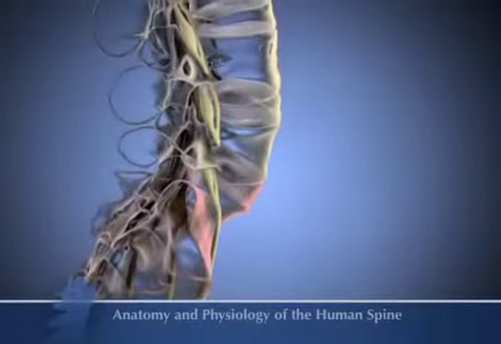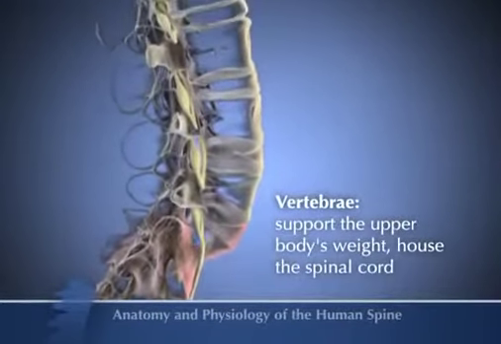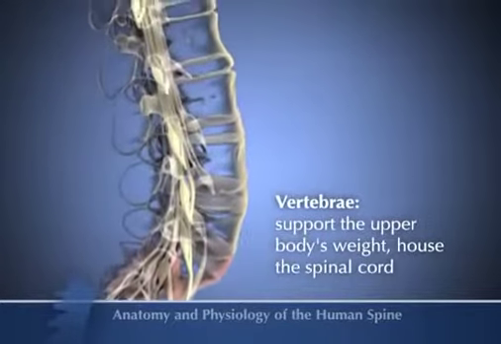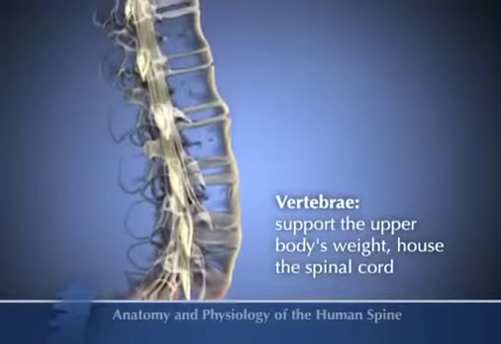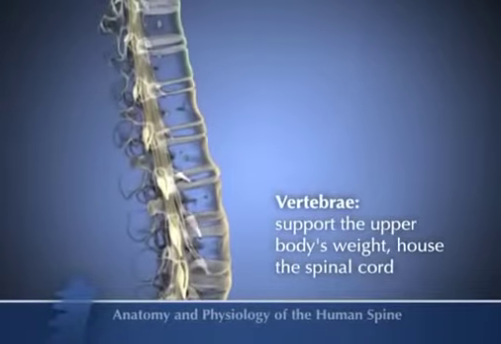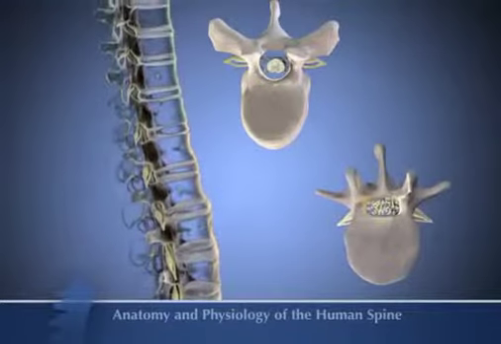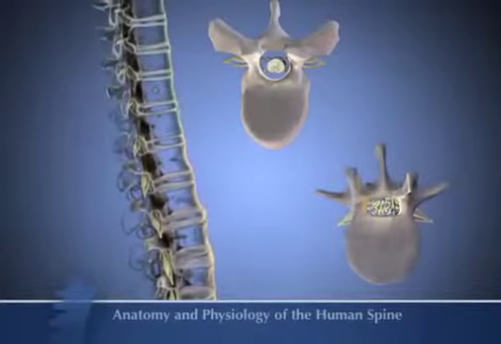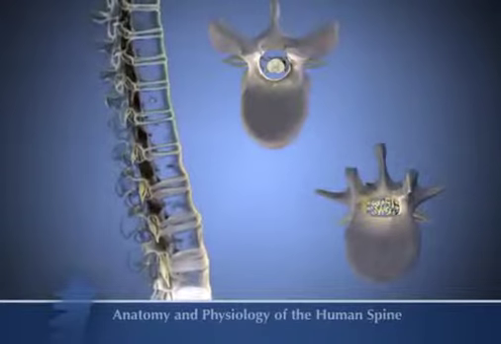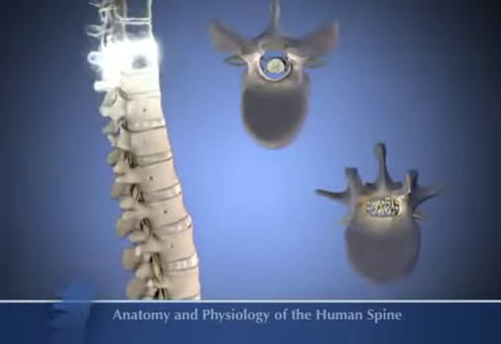This stack of more than 30 bones, vertebrae, supports the upper body's weight and houses the spinal cord, the nervous system structure that carries signals which control the body's movements and convey its sensations. Each of the bones that make up the spinal column has a hole in the center, and when these bones are stacked, it creates a channel that surrounds and protects the spinal cord.